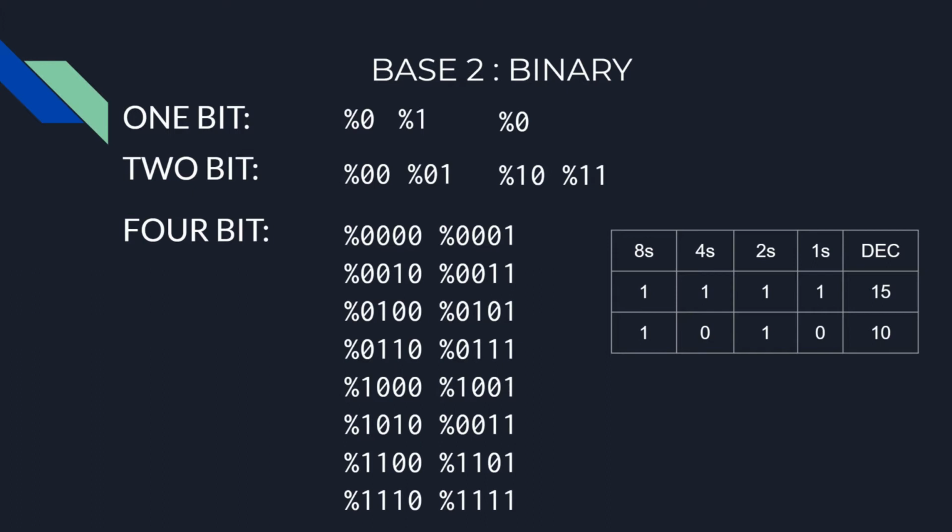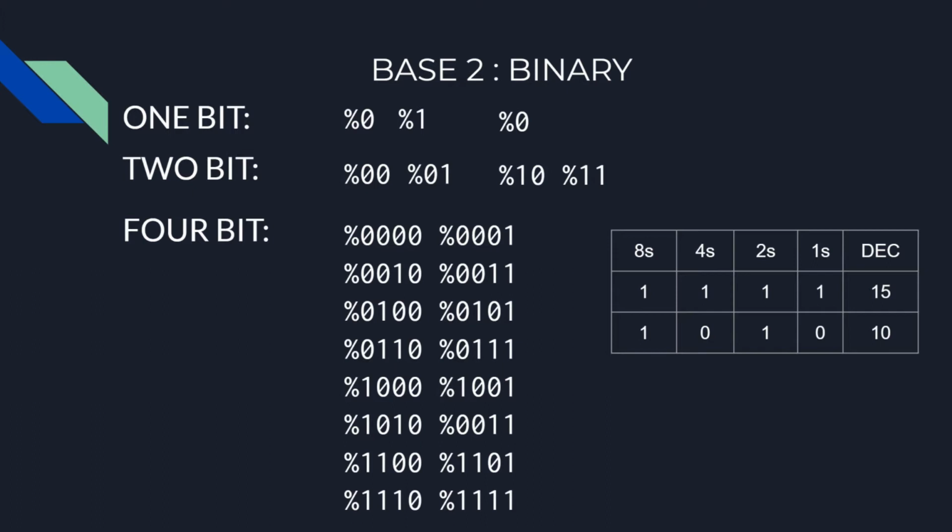Let's just do another random number, like %1010. This says we have one 8, zero 4's, one 2, and zero 1's. Add that together, and we get decimal 10. But wait, we just converted from binary to decimal. And yes, it's true. This is how easy it is. Take your place values, and if you have a 1, add it, and if not, don't.